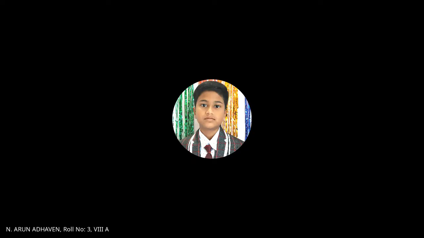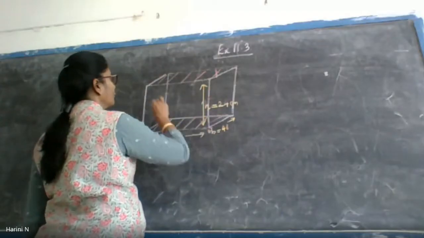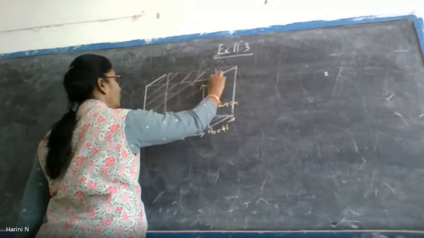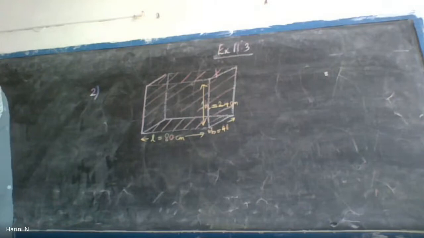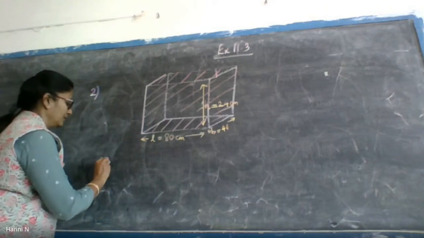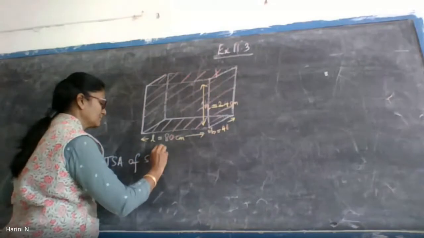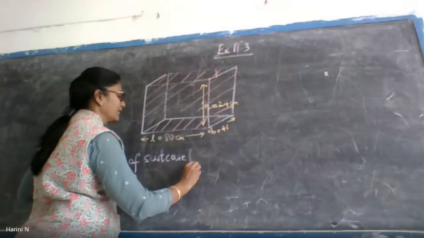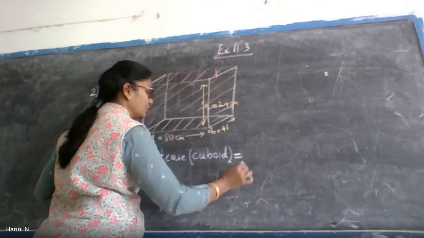Ma'am, TSA, total surface area? Yes, the total surface area, because the top, the bottom, and all the 4 sides are to be covered with the cloth. So what I need to calculate is the total surface area of the cuboid. So let us write first the formula for the TSA of suitcase. Within bracket you can write it is a cuboid. Only then you will be able to substitute the formula.